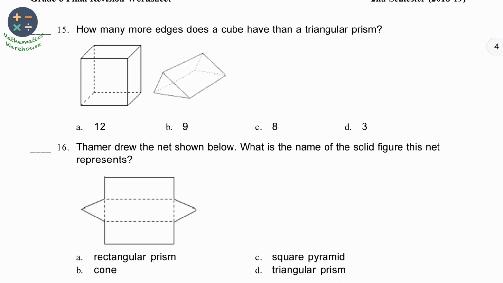Next question. How many more edges does a cube have than a triangular prism? The cube has 12 edges and the triangular prism has 9 edges. So the difference would be 12 minus 9 equals 3. So the answer would be D.